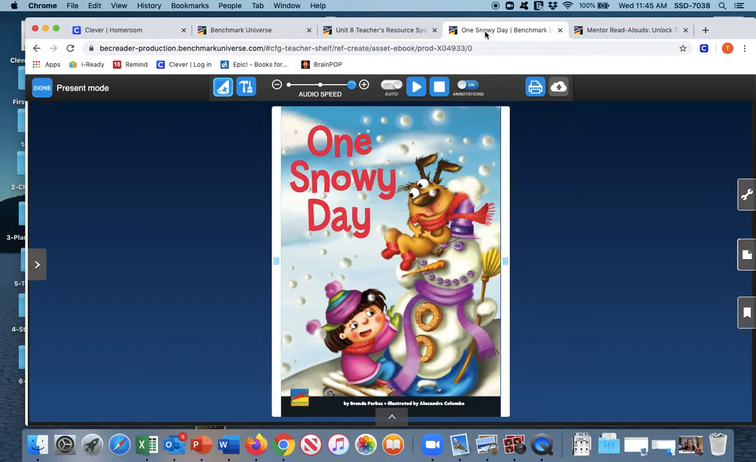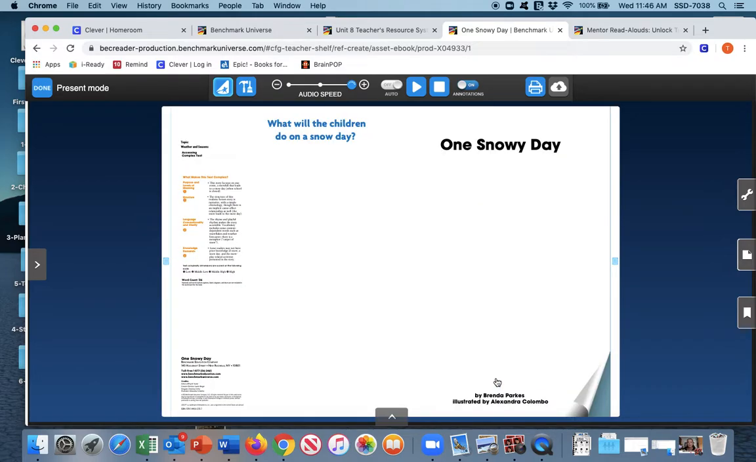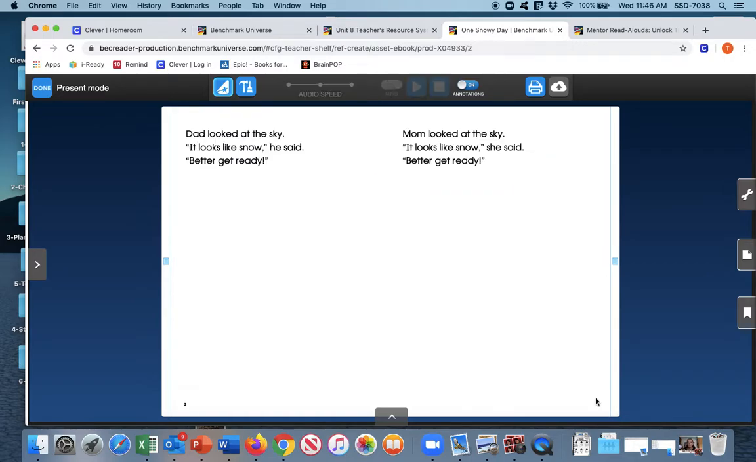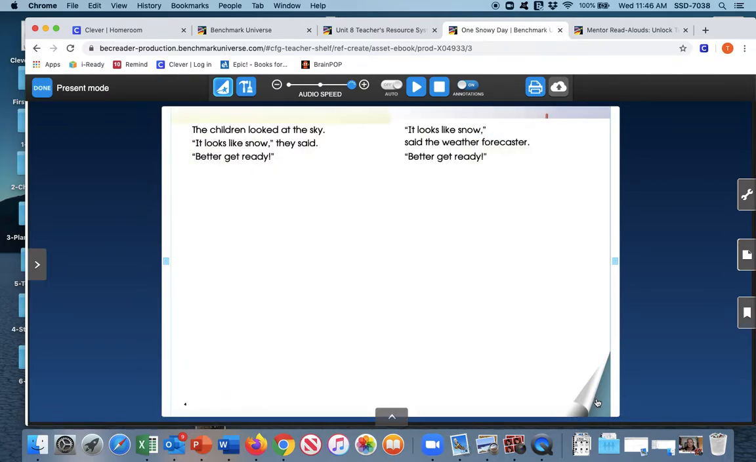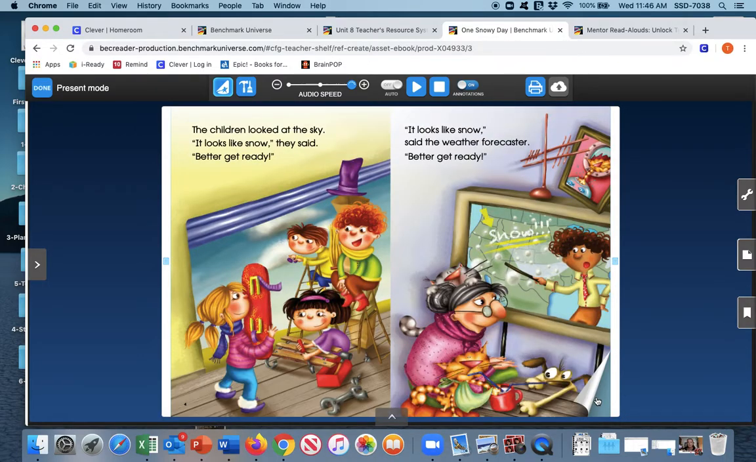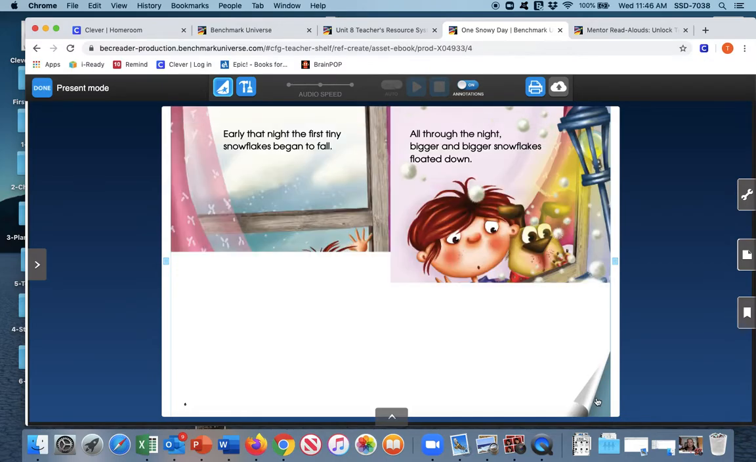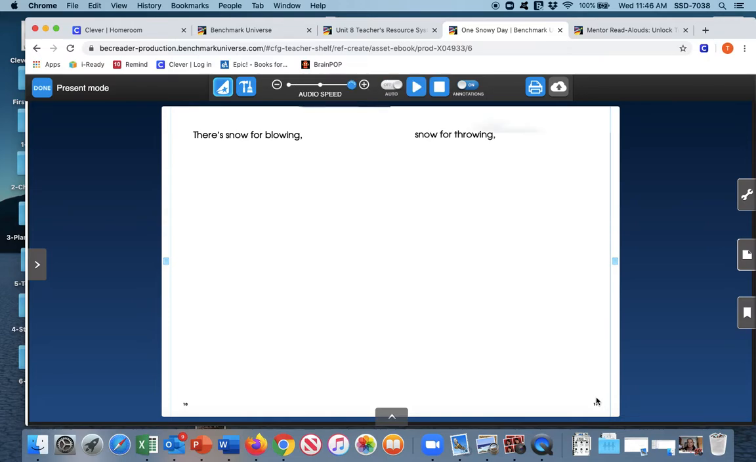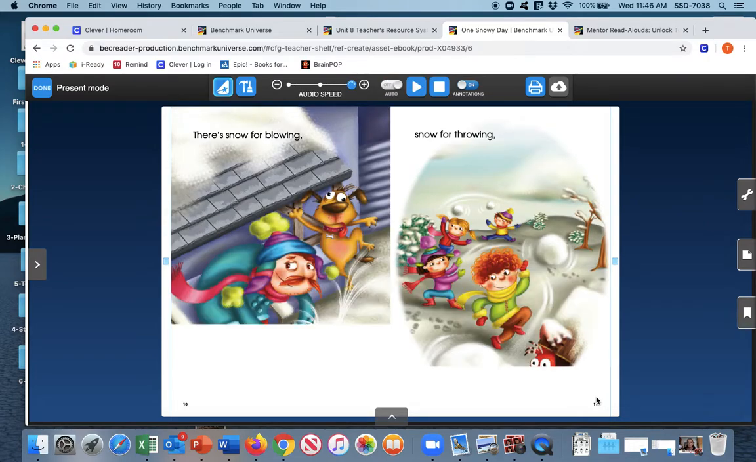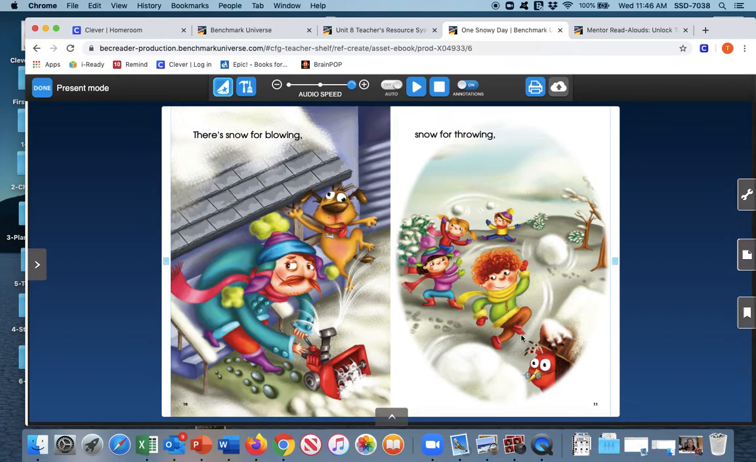But in our story of One Snowy Day, these children aren't frightened at all. In fact, at the end of the story, the children are having so much fun playing in the snow that they don't seem to mind one bit that school is closed. Let's take a look at the very end of our story, and we will see how much fun the children are having. And there they are, throwing snowballs and having fun. So that is definitely a big difference between these two stories.